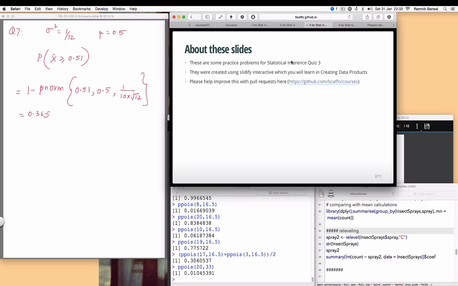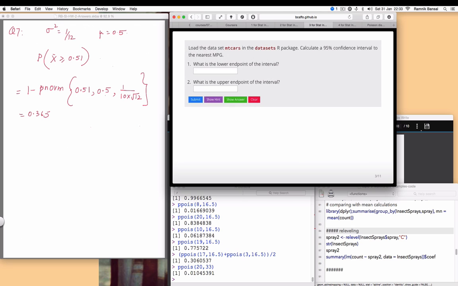So basically, the second homework is complete. We can move on to the third one now. The first question is: load the data set mtcars in the datasets package. Calculate the 95% confidence interval to the nearest MPG. What is the lower point of the interval? What is the upper point of the interval?